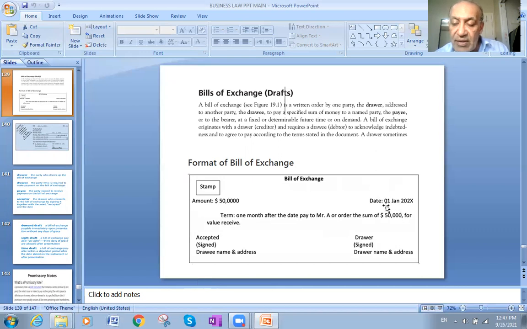So if today is January 1, then February 1 will be the time of maturity. So if I go to the bank before February 1, I will not be able to cash the bill of exchange. An order for the sum of 50,000 for value received, and it must say the value received. Accepted, the drawer will sign. This is the one who wrote it. The drawer will sign the name and the address here, and accept. It must have the acceptance of the drawee, and the drawee must accept it here and write the drawee's name and the address for the purpose of cashing it.